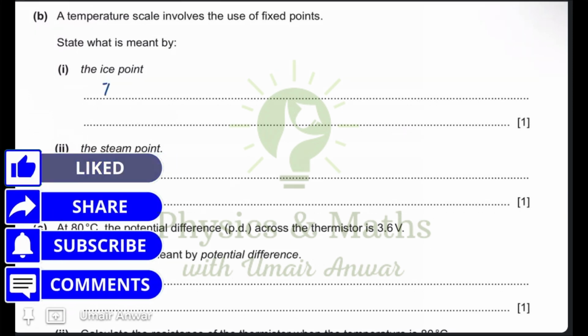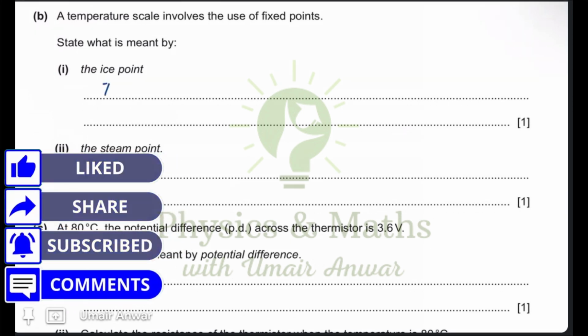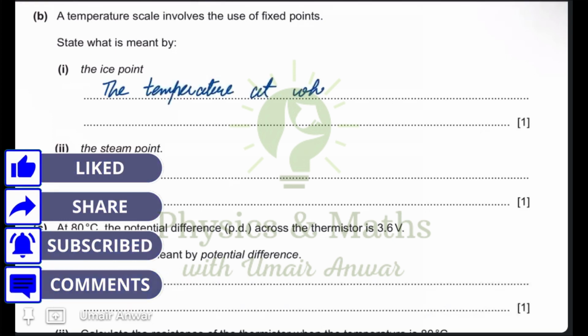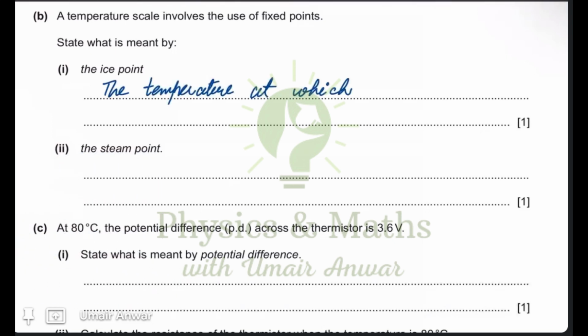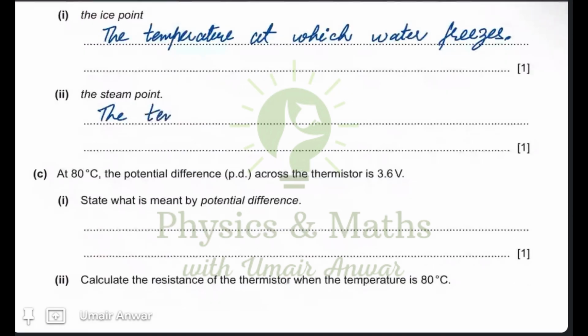The temperature at which water freezes and converts into ice, or melts and converts from ice to liquid. The steam point. The temperature at which water boils, means it changes from liquid to gas, or it condenses and changes from steam to liquid water.